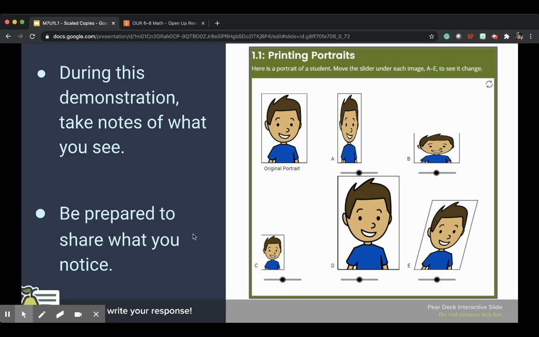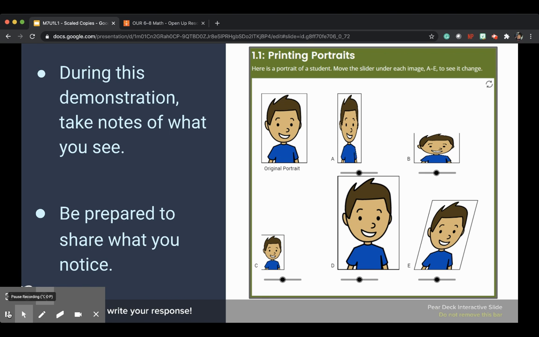So once again, you want to type your response in the chat or type it in the Pear Deck slide, and I'll give you the questions one more time. The first question, which images are most like the original? Which images are least like the original? Our second question, which ones do you think are scaled copies of the original portrait? And the third question, what do you think scaled copy means? Let's pause the video here as you finish up.